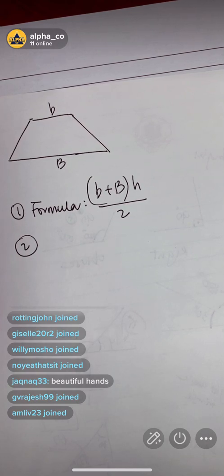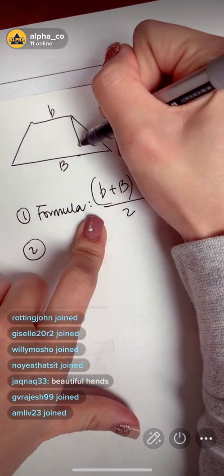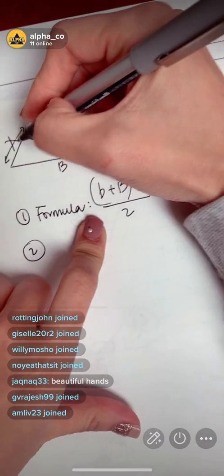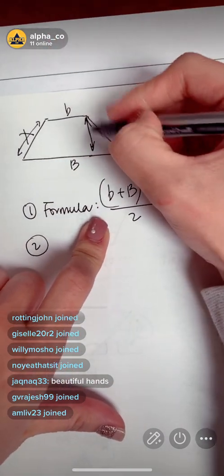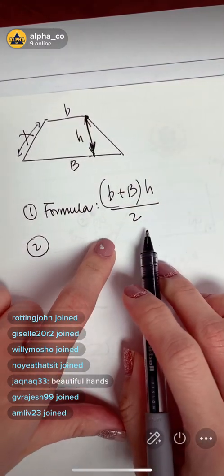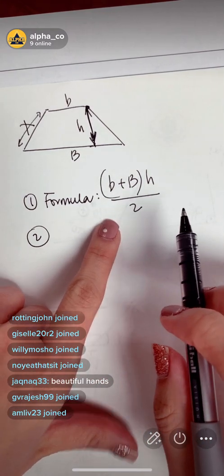So small base plus big base times height. This is the height. Don't forget, this is not the height, okay? This is not the height. The height is from here to here. Divide by 2.